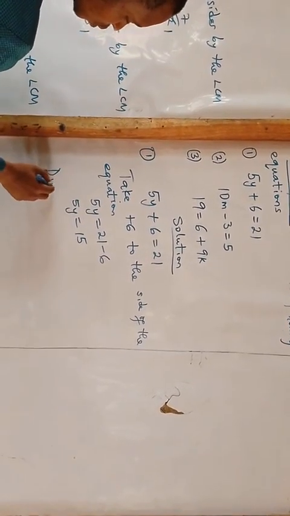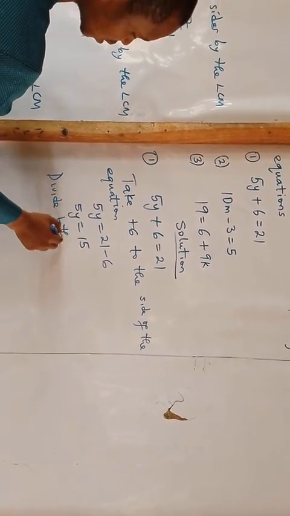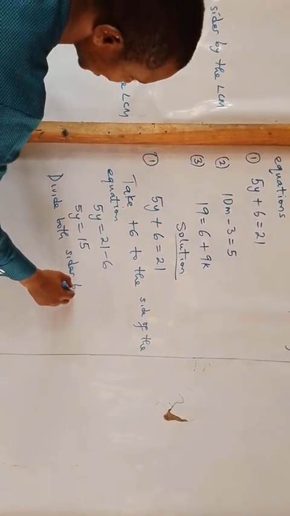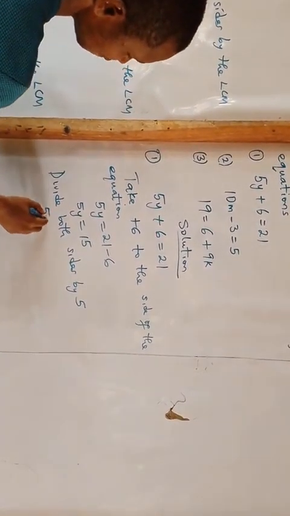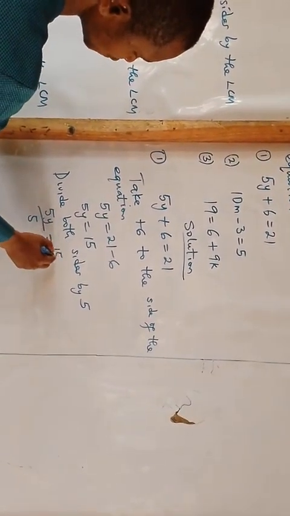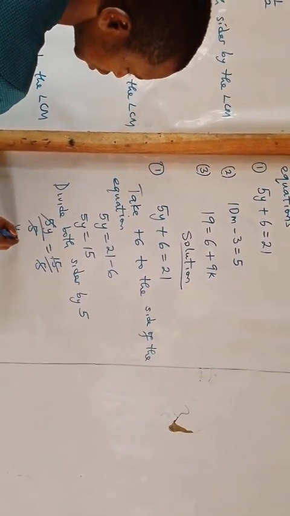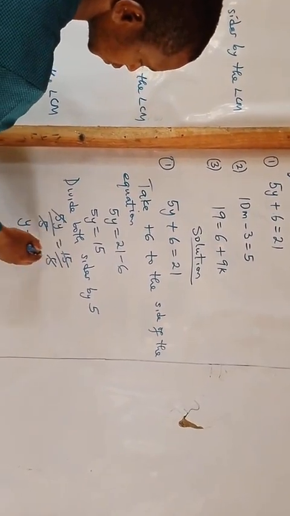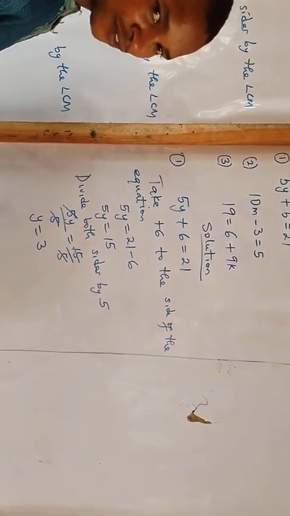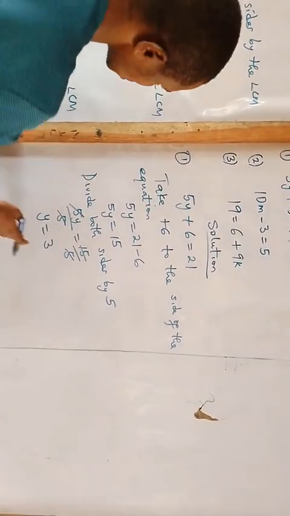So then the next step to take is to divide both sides by 5. So you are going to have 5y over 5 is equals to 15 over 5. Then 5 will eliminate 5. You are going to have 3 as your answer, because 15 divided by 5 will give us 3.